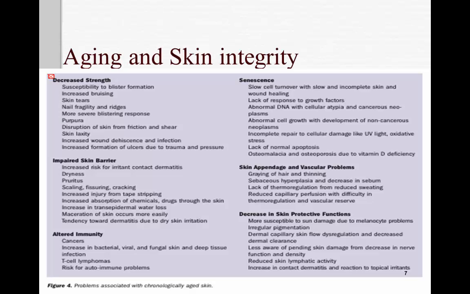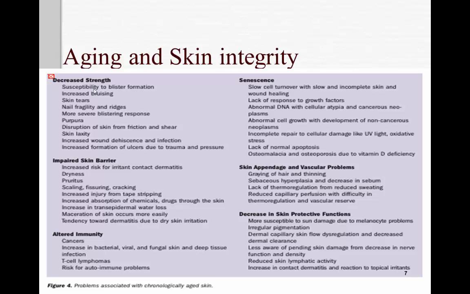Now, let's discuss what happens with skin integrity during aging. As you can see, there is decreased strength due to a decrease of elastin and collagen, so there is susceptibility to excoriations, blisters, and bruising. There is fragility of the skin as well as the blood vessels. In addition, there is increased risk for petechiae and purpura, and disruption of the skin by friction.